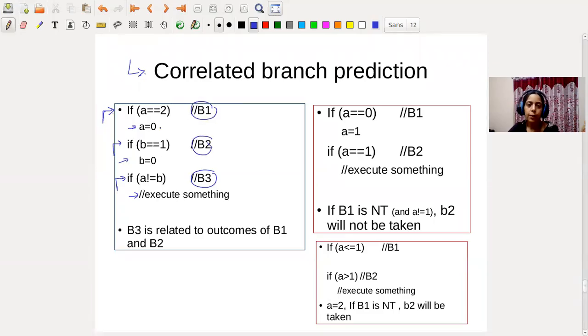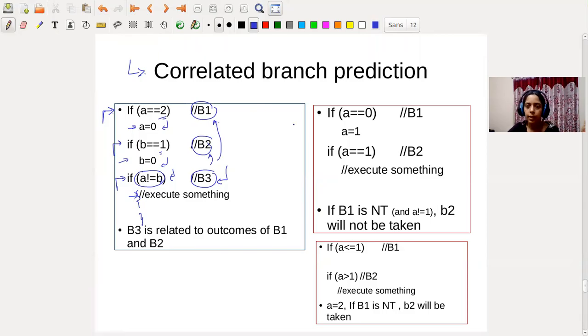So for example, if A equals 2, then A becomes 0. And if B equals 1, B becomes 0. So A and B are equal, and therefore this if condition is not going to be met, and it is going to execute something else. Whereas if this was true, then this is going to go in a different path. So basically this branch is related to the occurrences and to the outcomes of the two previous branches.